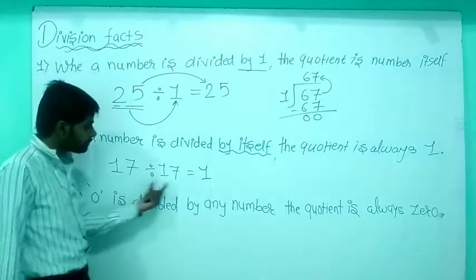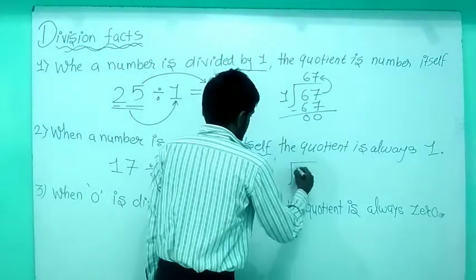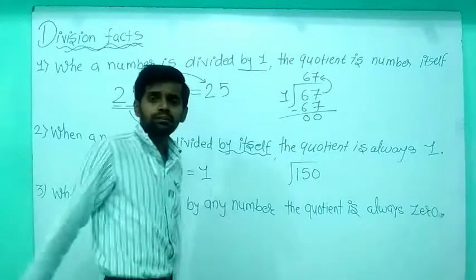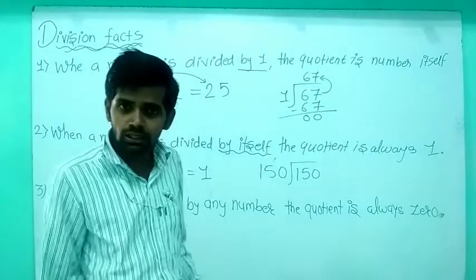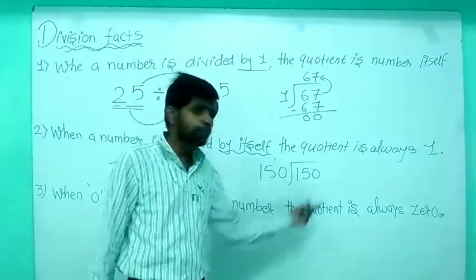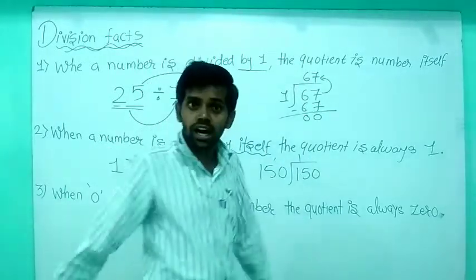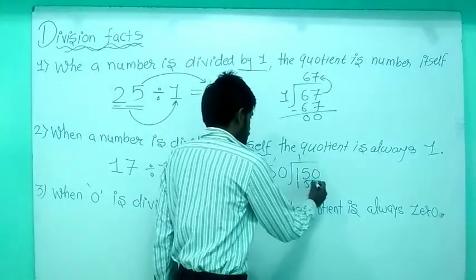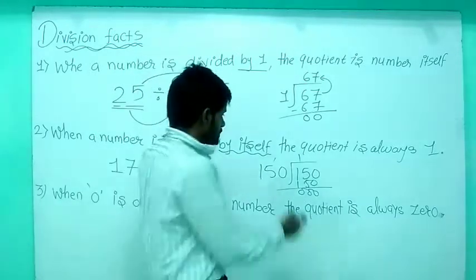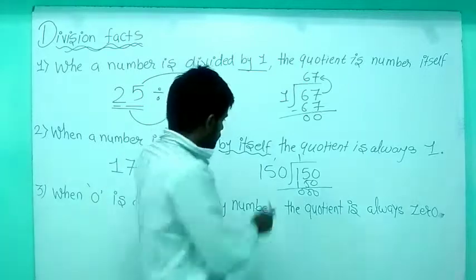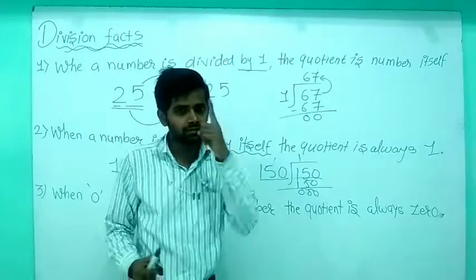When you divide a number by itself, you will always get 1 as the quotient. Simple. If you are dividing 150 by 150, that means we have to speak the table of 150 up to 150. So in the first attempt itself it will come: 150 ones are 150, and you will get 0 as the remainder after subtraction. So when you divide a number by itself, the quotient is always 1.